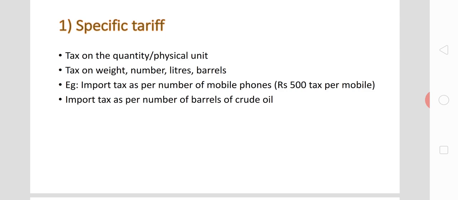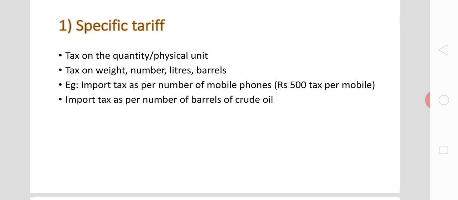Similarly, the tax can be imposed on barrels of the commodity. For example, when we import crude oil, if specific tariff is in place, the specific tariff here could be tax on barrels of crude oil. So the tax on quantity or physical unit of the commodity being imported or exported is specific tariff.